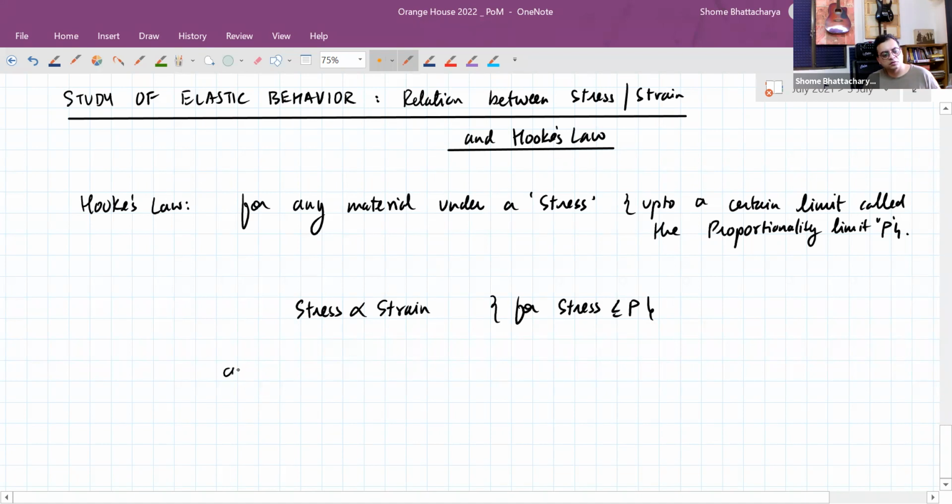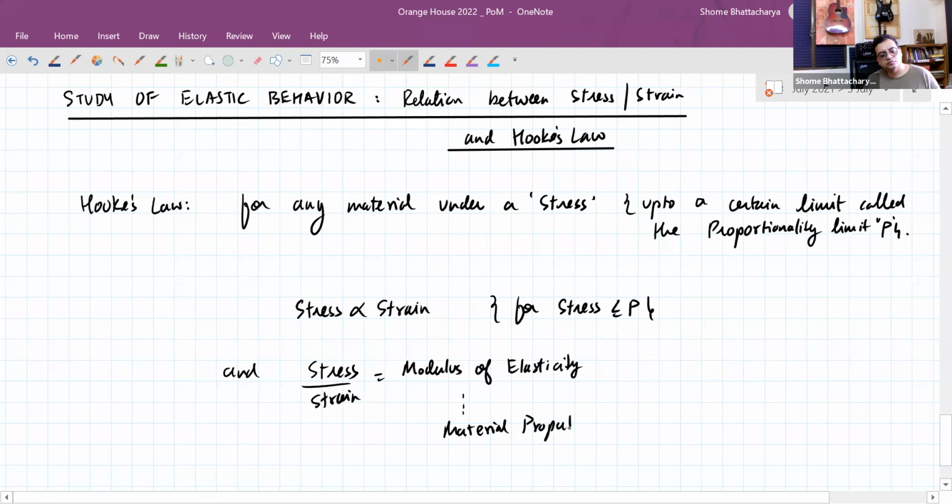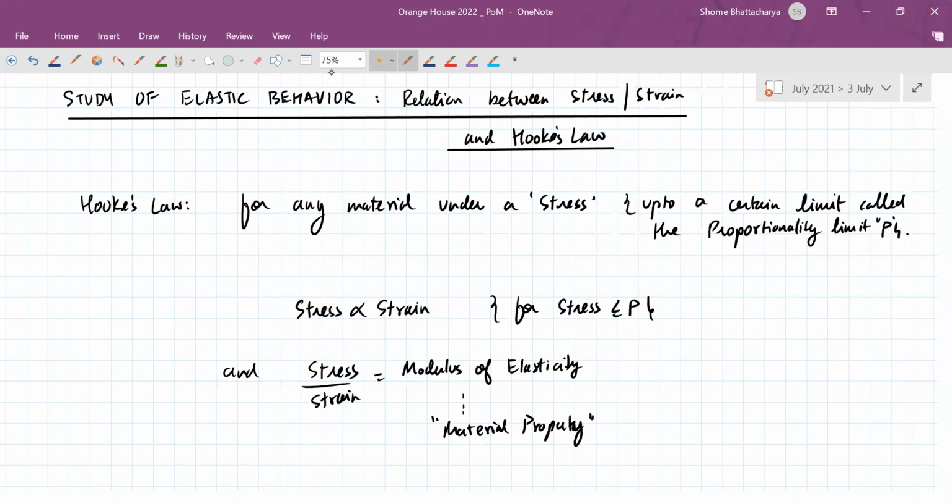And the constant of proportionality, or the ratio of stress and strain, is called the modulus of elasticity, which is a physical property for a given material. Okay, hence, this comes under a category of properties of materials.